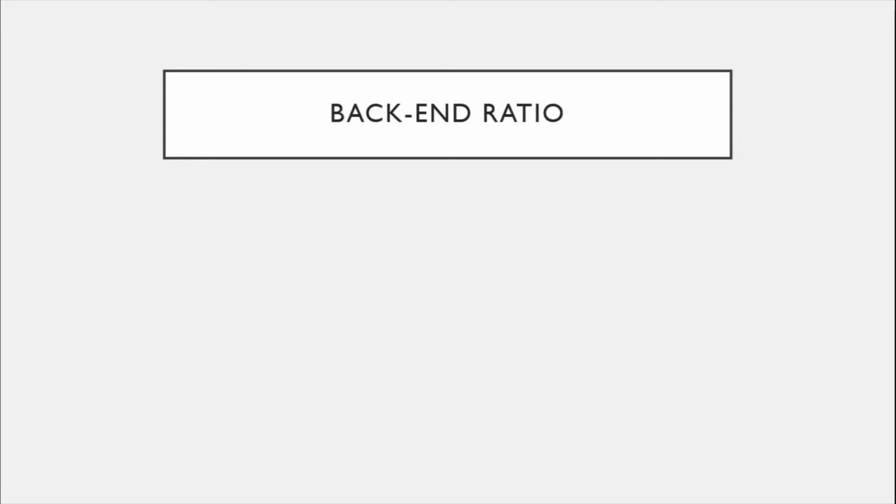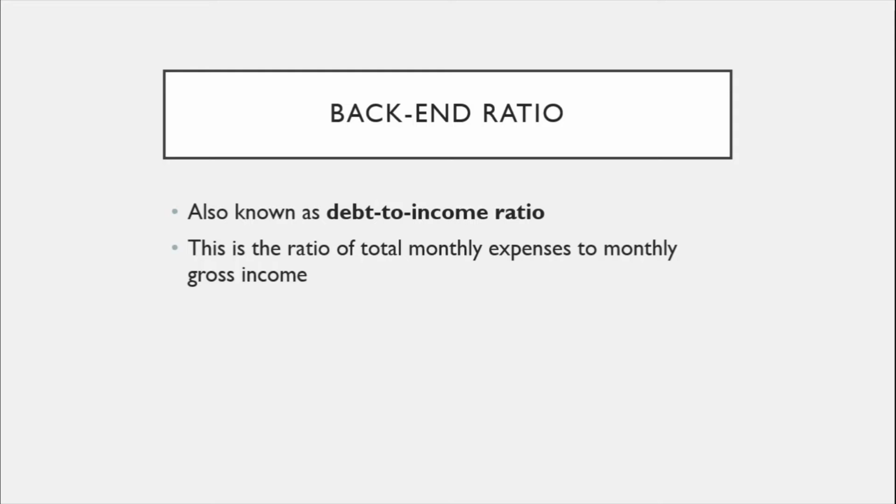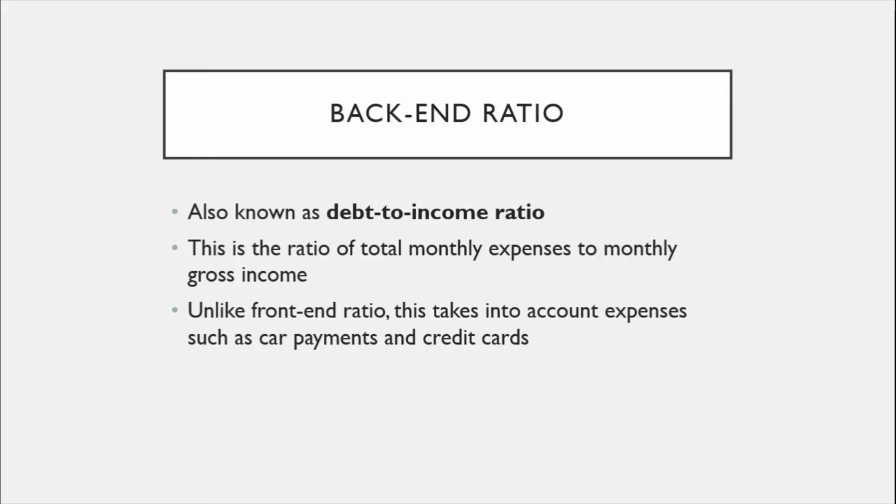Okay, another thing that banks could look at, another ratio besides front end, is looking at back end ratio. And I think this one is slightly more common, at least the last time I was applying for mortgages. So this is also known as debt to income ratio, and it's the ratio of total monthly expenses to monthly gross income. The big difference between this and the front end ratio is that things like car payments or credit cards or any other kind of loan that you might have goes into this, whereas the front end ratio only takes into account just the housing expenses.